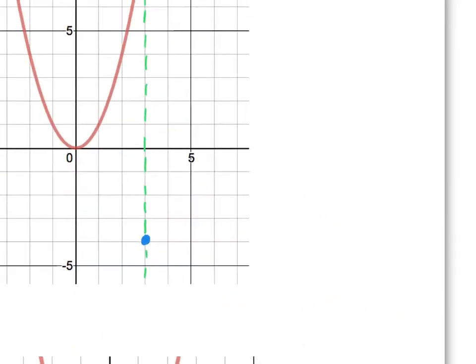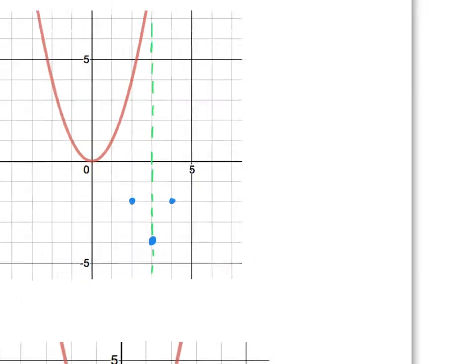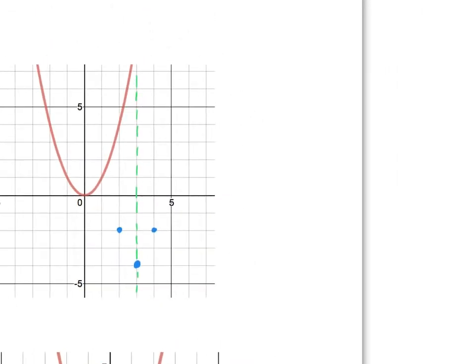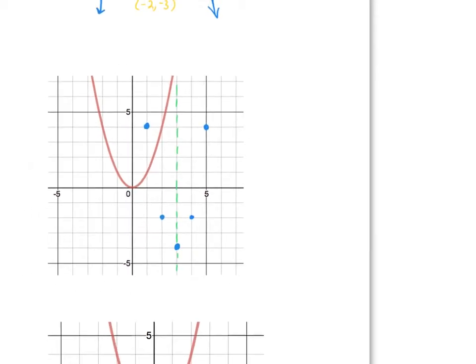All right, so I count up 2, 1, 2, and right 1. So there we go, here and reflect. Now I'm going to repeat, but using 6. 1, 2, 3, 4, 5, 6, and right 1 puts me there, which will be here and reflected across. Notice that it does look more narrow than the red parent function.